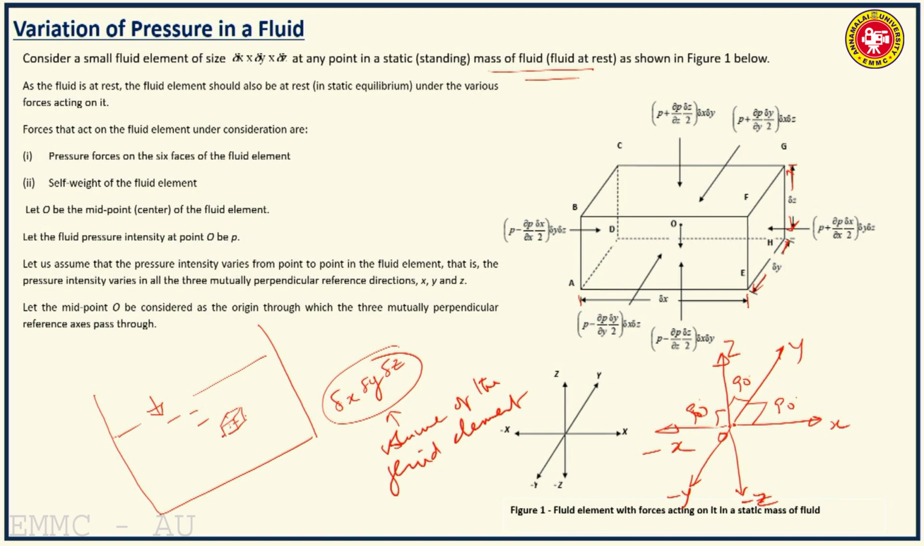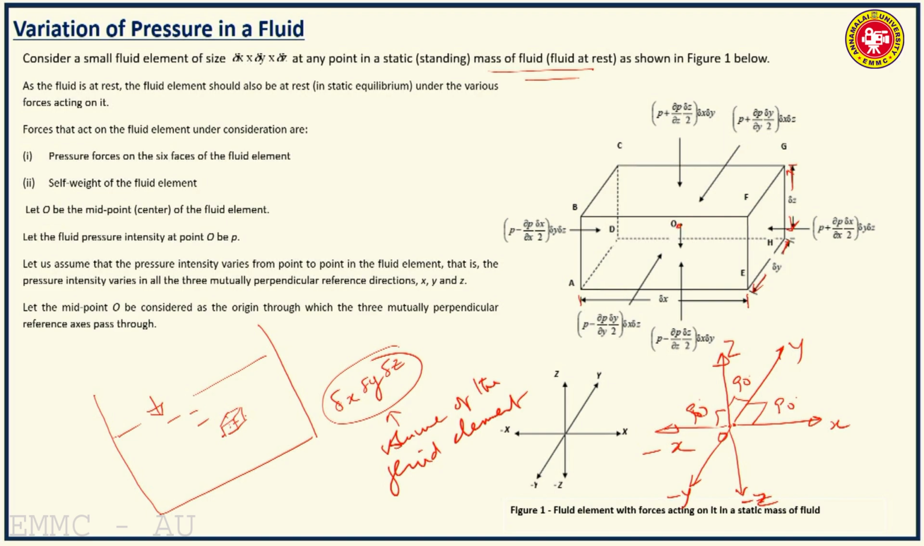So, O is the midpoint of the fluid element, that is at the center of the element. Pressure forces act on the 6 faces of the element, the 6 outer surfaces of the element. Then the self weight of the fluid element acts through the center of gravity of the element, passing through the center of the element O, that is the midpoint of the fluid element.